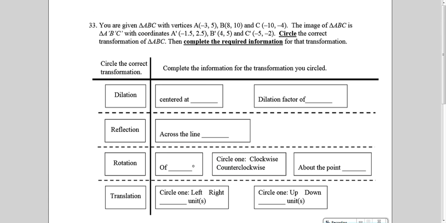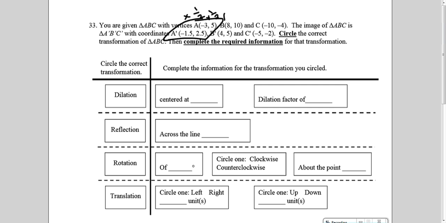Next one, same points. My A is still -3, -5. B is still 8, 10. C is still -10, -4. And then my A prime this time, I have -1.5, 2.5. Well, if I look at my A and my A prime, it looks like I just divided everything in half, or multiplied it by 1/2. So that holds true. This one I multiplied by 1/2, multiplied by 1/2.